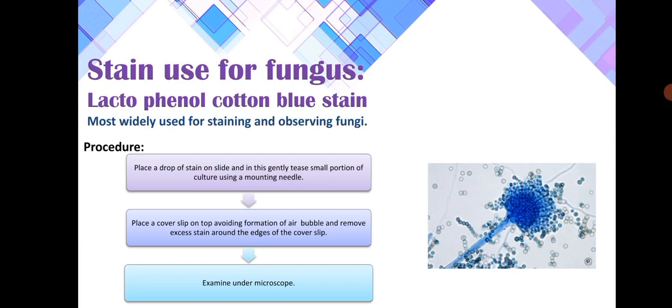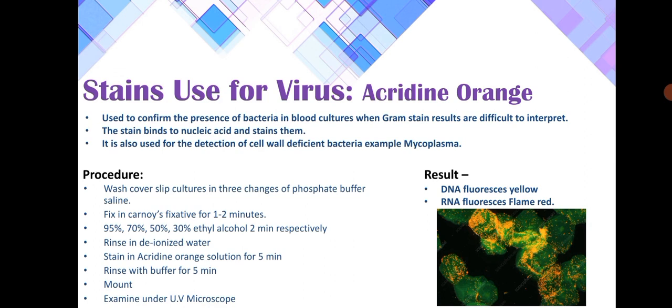Lactophenol cotton blue stain is used to stain fungi and is most widely used for staining and observing fungi. Stains used for virus: acridine orange. It is used to confirm the presence of bacteria in blood culture when gram stain results are difficult to interpret. It is also used to stain viruses. The stain binds to nucleic acid and stains them. And it is also used for detection of cell wall deficient bacteria, for example, mycoplasma. The DNA fluorescence is yellow and RNA fluorescence is flame red.